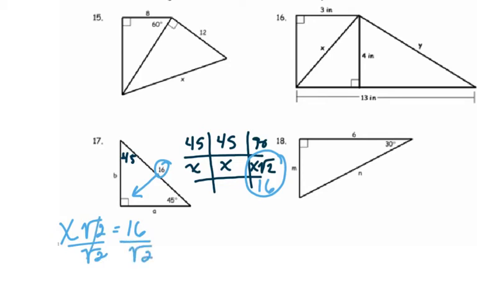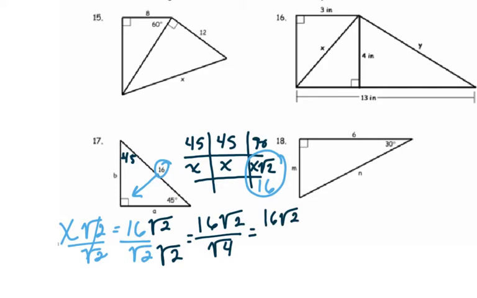That's the answer, but in math, we can't have a square root on the bottom. So we multiply it times the top and the bottom. That becomes 16 root 2 over root 4. The square root of 4 is just the number 2. This is a number, that's a number. 16 divided by 2 is 8. So your final answer is x equals 8 square root of 2. So that's what x is.